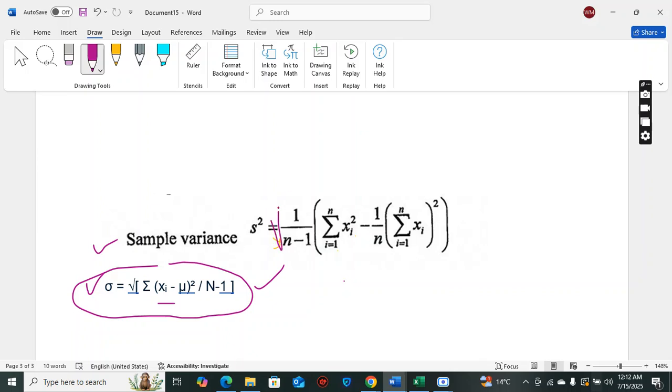Even this one, you can just do this. You add, then take the square root to get the standard deviation.